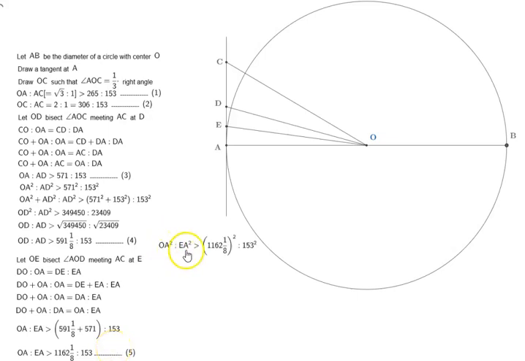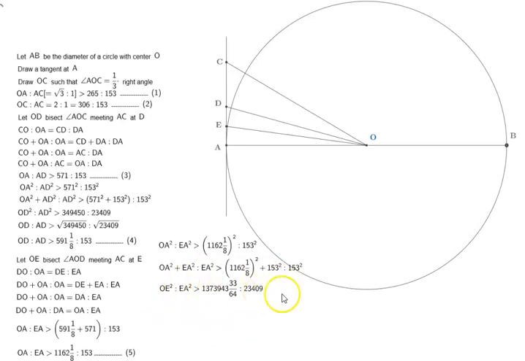Squaring both the sides, OA square is to EA square is greater than 1162 plus 1 by 8 square is to 153 square. Carrying out componendo, we get OA square plus EA square is to EA square is greater than 1162 plus 1 by 8 square plus 153 square is to 153 square. OA square plus EA square is equal to EO square. So we get EO square is to EA square is greater than, if we simplify this, we get 1373943 plus 33 by 64 is to 23409.